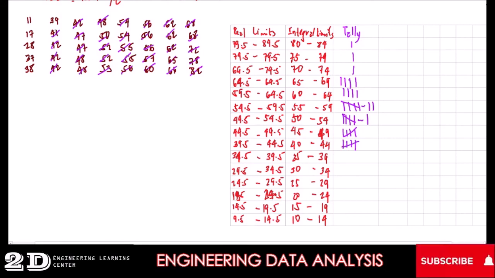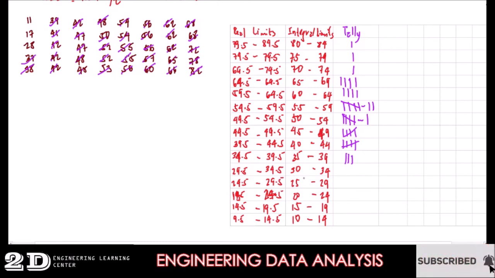Okay. Then we have 39. This is between 35 to 39, we have only 1. And we have also 38. Okay, so this one, 2, and I believe also 37 is included, so this is 3.